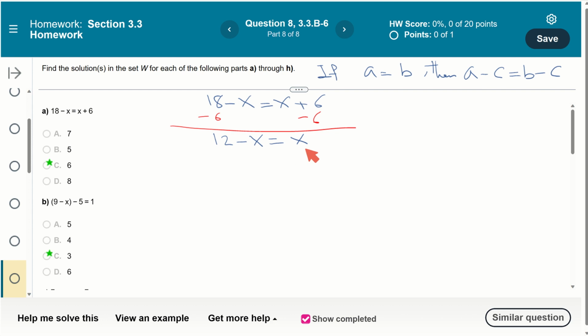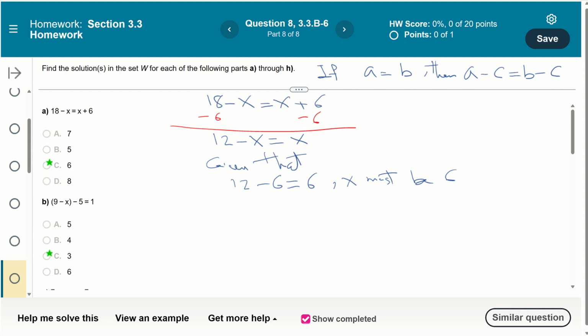Now, of course, if you're familiar with doubles, you would know that the number that would fit the bill here would be 6. So here we can say, given that 12 minus 6 equals 6, x must be 6.